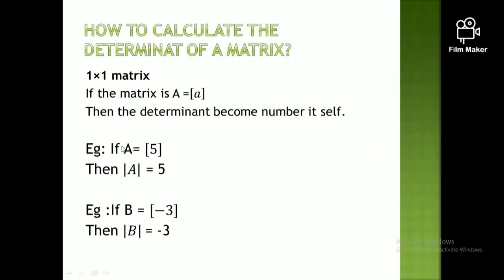If you get a matrix A as 5, then if you get the determinant of it, that turns into 5. If the matrix is B, where it's minus 3, that is also a 1 by 1 matrix, the modulus becomes minus 3. That is the way to get the determinant of a matrix of order 1 by 1.